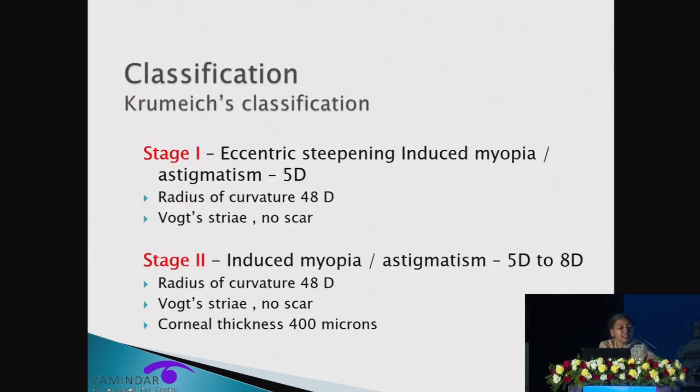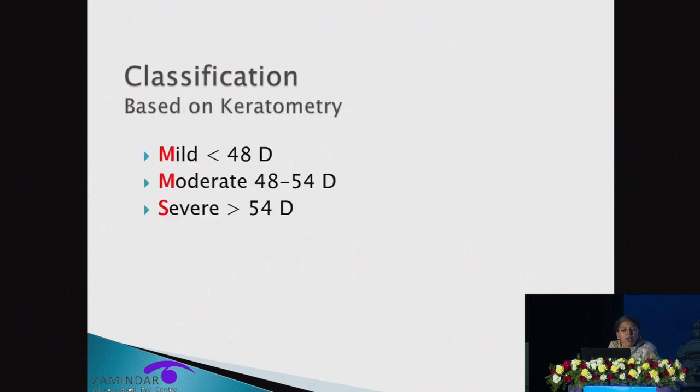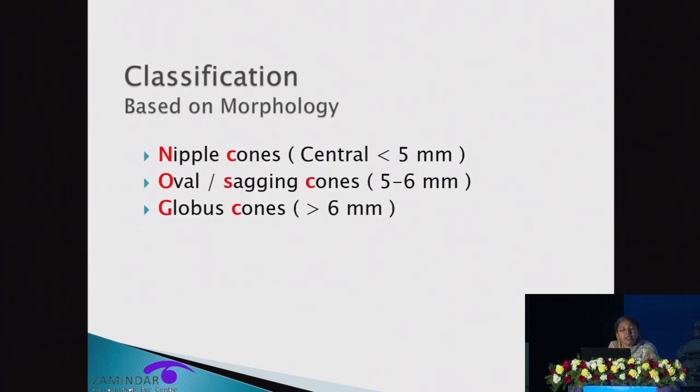And then this is the Amsler-Krumeich classification, where you'll find it in any of the textbooks. I'm not going into the details of it. They are classified from stage 1 to stage 4. There's a classification based on keratometry. Less than 48 is called mild, and the severe one is called more than 54 diopters on keratometry, and this is based on the morphology.